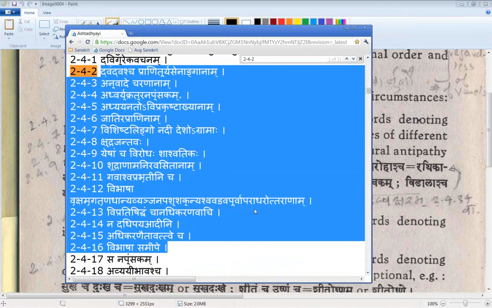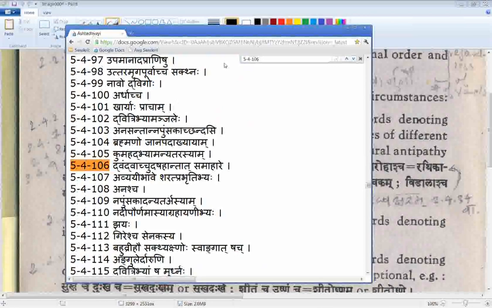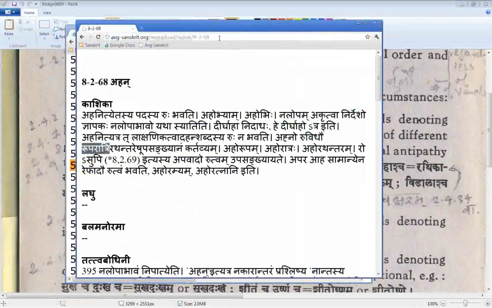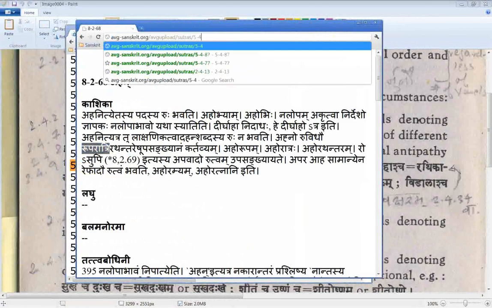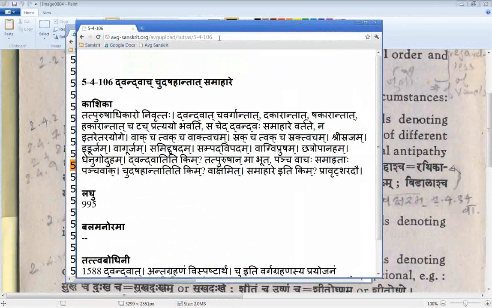And then after that we got 5.4.106, which was straightforward. The chavarganta, dakaranta, shakaranta, hakaranta, that was easy. But that we did in the last class, where the pratyaya touch was coming. So 5.4.106 we saw last time: chavarganta, dakaranta, shakaranta, hakaranta, touch pratyaya.